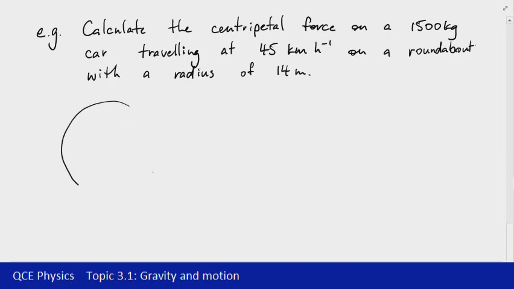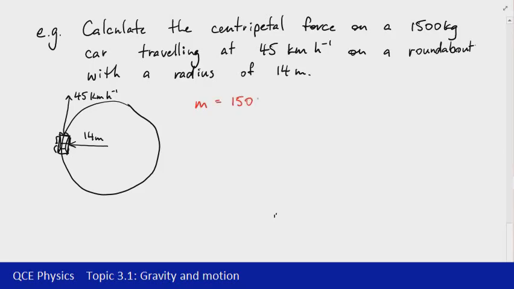So we'd have a circular path that the car's travelling around. Let's say it's positioned here on that circular path, and as it's travelling, you can see its tyres there. The direction that it's travelling in this case would be opposite the direction that I've indicated previously, so it's travelling that way. We know that its speed is 45 kilometers per hour, and we know that the radius of the motion is 14 meters. So if we go through and solve, the mass is 1500 kilograms, the radius is 14 meters, and the speed is 45 kilometers per hour.